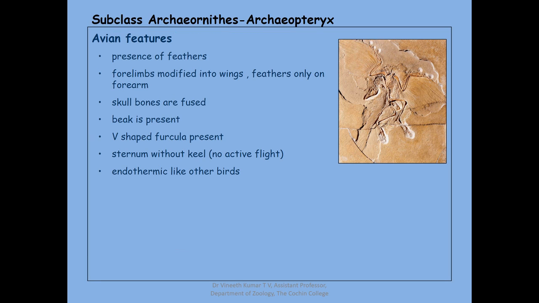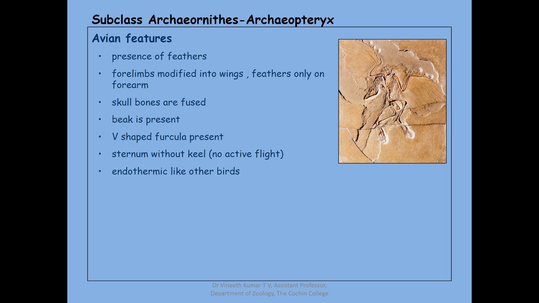Coming to the avian features. The main feature that makes us consider Archaeopteryx a bird is the presence of feathers. If feathers were absent, or if the feathers weren't fossilized, this particular fossil might have been considered a pterosaur, which is a flying reptile. But the presence of feathers is marked evidence of avian features. So they had feathers, which gave them the status of a connecting link between reptiles and birds.